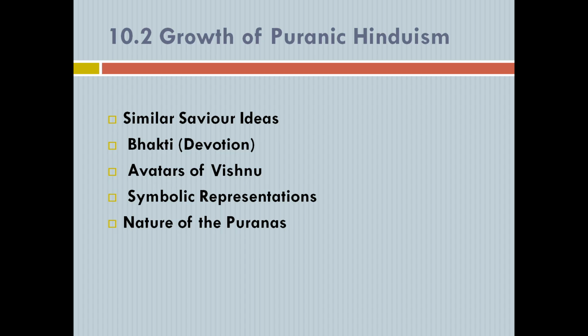Nature of the Puranas: they were compiled by Brahmanas and written in simple Sanskrit verse. They were read aloud to women and Shudras, who lacked access to Vedic learning. They contained stories circulating among traveling people. For example, the spread of Vasudeva Krishna worship from the Mathura region. So that is the growth of Puranic Hinduism.